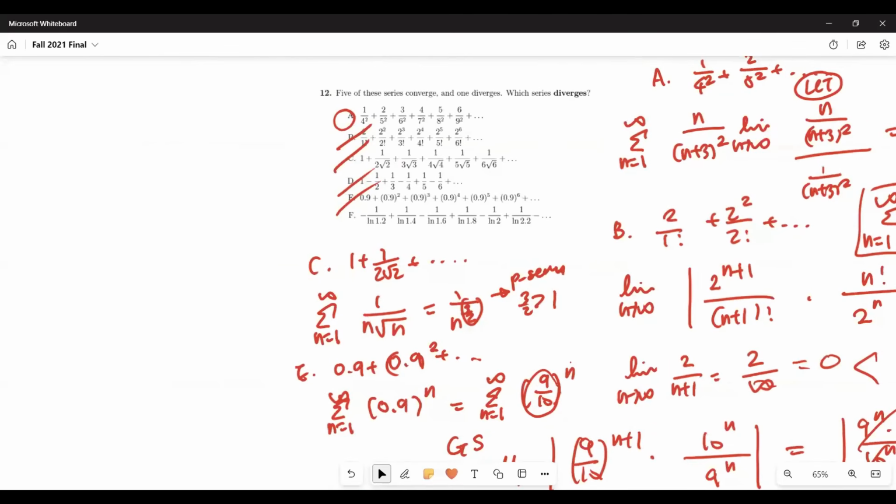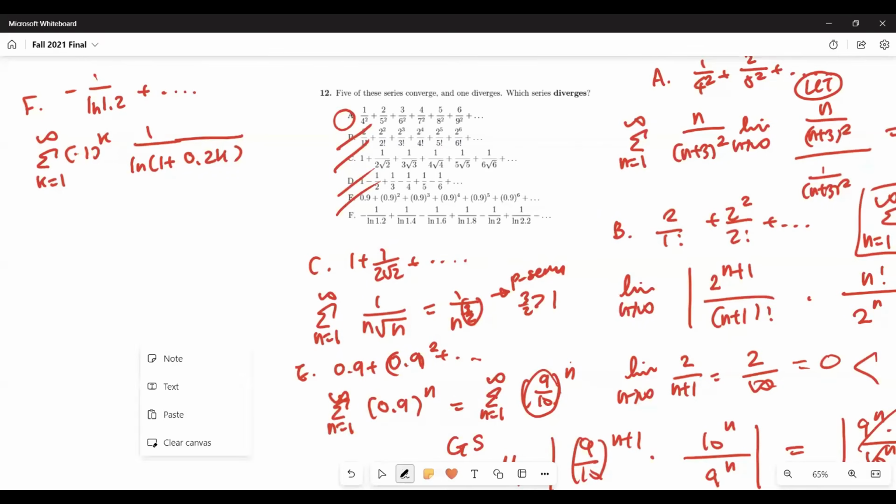Last one, F. Okay, F is minus 1 over ln 1.2 plus and so on. So this is the same as negative 1 to the k, 1 over ln of 1 plus 0.2k, where k goes from 1 to infinity. Okay. So the signs are also alternating, so I'm going to use the alternating series test.